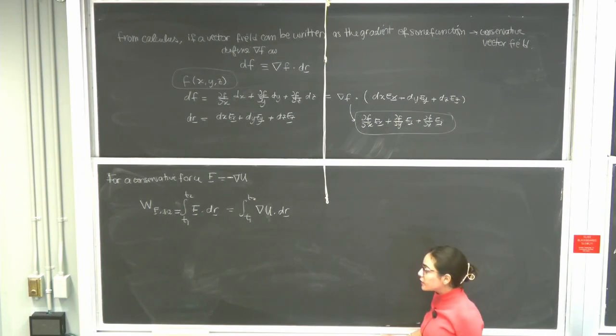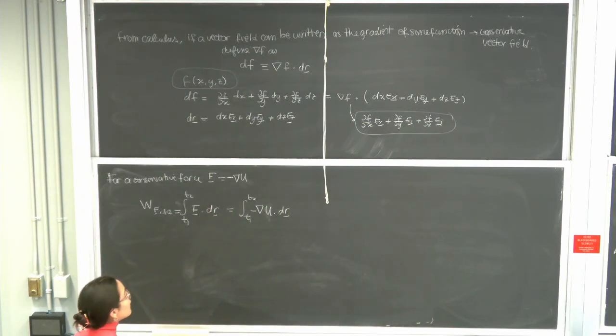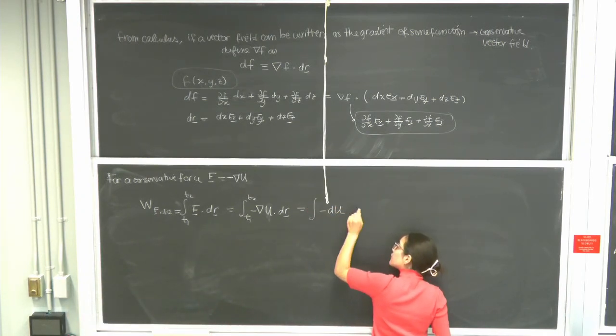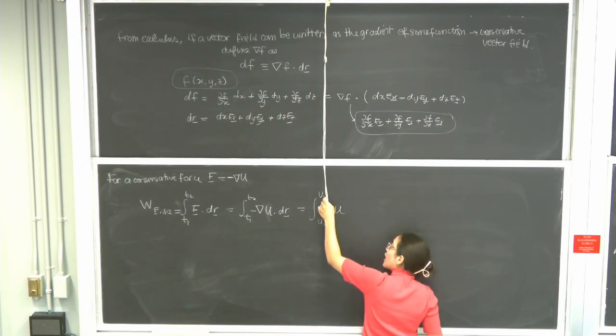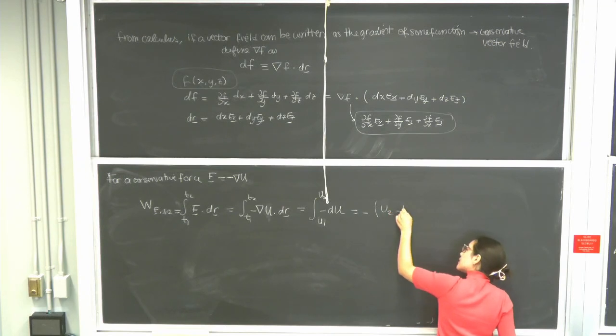So if I want to find the work of a conservative force, I'll replace F by minus the gradient of the function. And then by definition of the gradient, what is the gradient dotted with dr? The differential of the function, right? So what is minus gradient U dotted with dr? Minus dU, exactly. So I'll get the integral of minus dU, now from U1 to U2. I changed the boundaries because I changed the differential. And then the integral of the derivative, that's the fundamental theorem of calculus, that's minus (U2 minus U1).